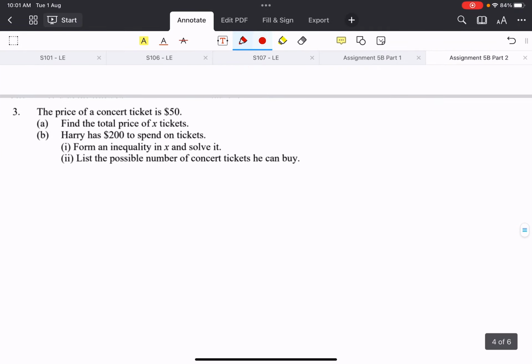Question 3. The price of a concert ticket is $50. Find the total price of x tickets. In this case, x is defined for us. It's the number of tickets. So in part A, we just need to state the value in terms of x. The total price is 50x. Now, Harry has $200 to spend on tickets. So in part B, we need to form an inequality in x and solve it.